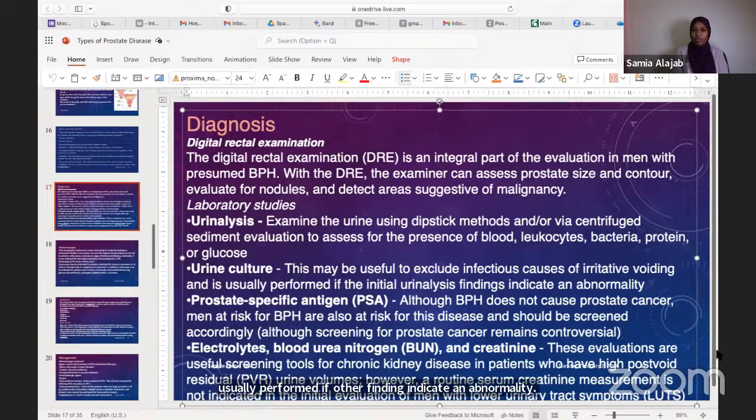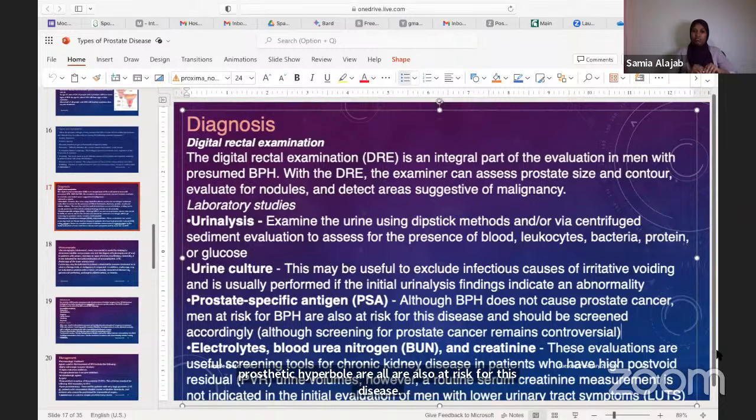Prostate-specific antigen. Although BPH does not cause prostate cancer, men at risk for benign prostatic hyperplasia are also at risk for this disease and should be screened accordingly. Although screening still remains controversial, Dr. Nader put on a topic about screening. It's very helpful. Maybe if there is an opportunity next time, I can present that also, because we'll talk about recommendations for screening.